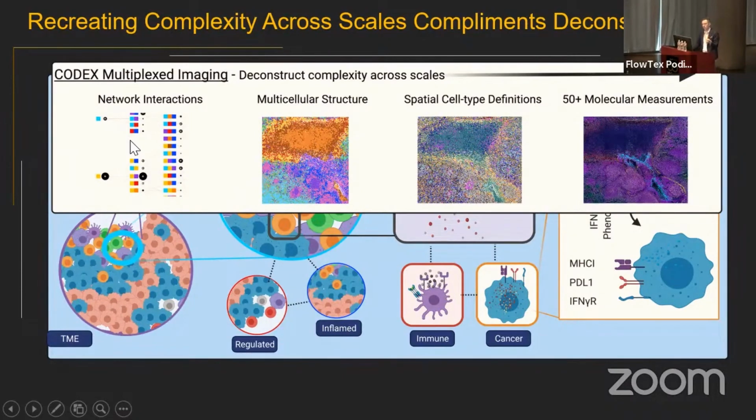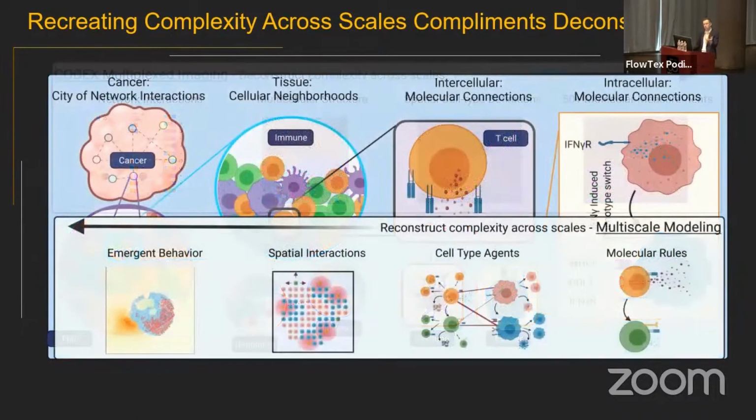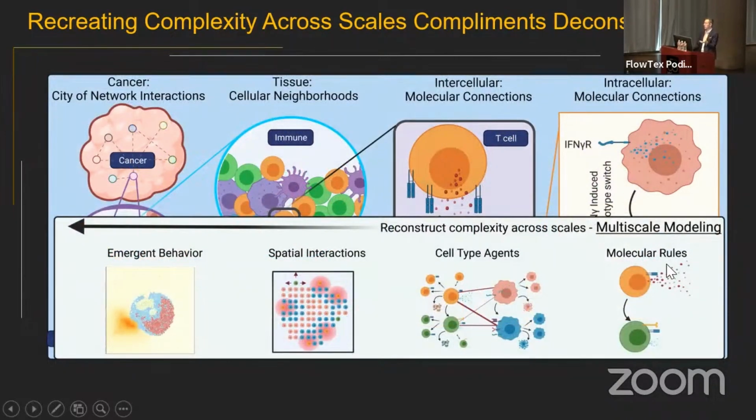But I would argue that we should be deconstructing tissues, but we should also be reconstructing. And there are in vitro methods we can think about doing this, or tissue engineering, but we can also think about doing this computationally. And this is what I did.